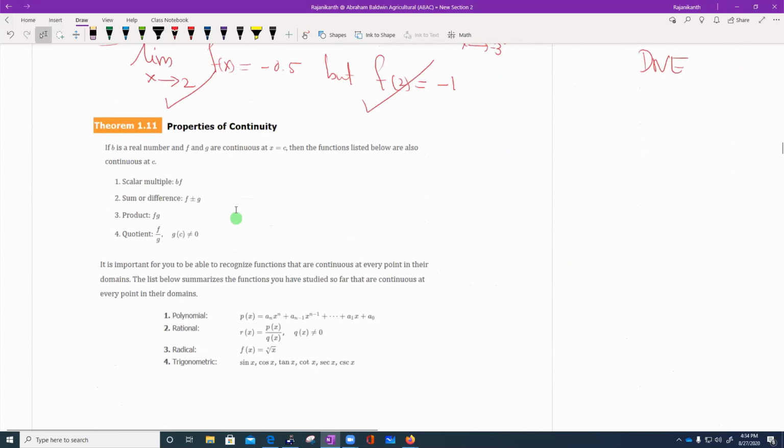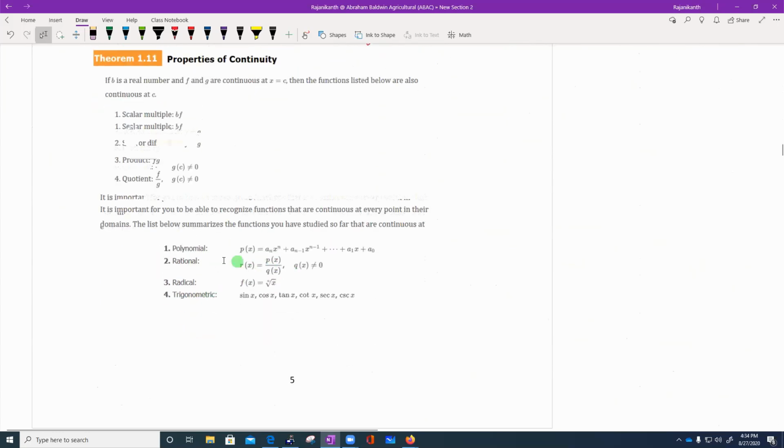Okay, so now these are the theoretical things. Now we are going to discuss some basic functions for continuity. All the polynomials are continuous functions throughout the real line.